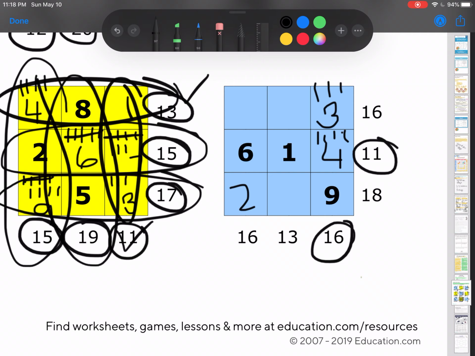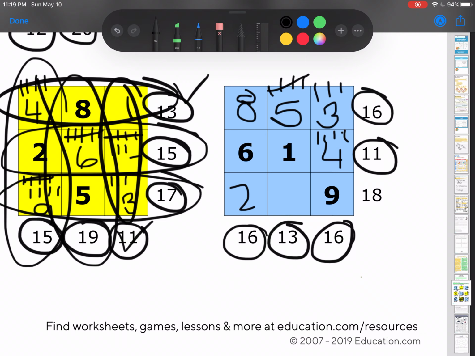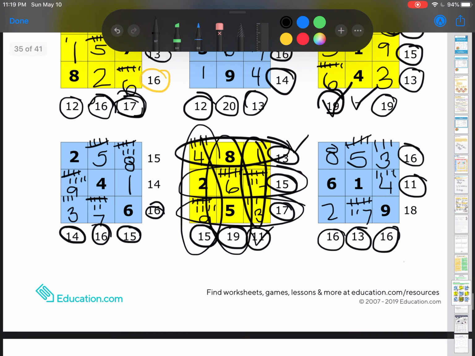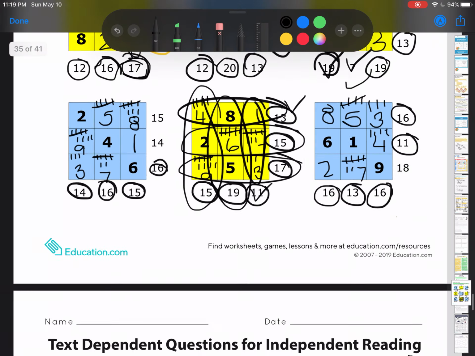6 plus 2, that's 8. I need to get to 16. 8 plus 8 is 16, so I know I can put an 8 here. 8, 9, 10, 11, 12, 13, 14, 15, 16. So I put a 5 here, that's 16. 5, 6, I need to get to 13, so 6, 7, 8, 9, 10, 11, 12, 13. That's 7. Did I repeat any numbers? Nope. So this one is good. Alright.